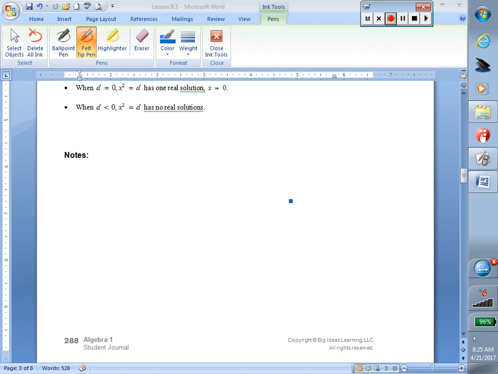Please open to page 288 in your student journal. In section 9.3, we're going to continue working with our quadratic equations. And remember, quadratic equation means the highest exponent on the variable is a 2. We're not going to be graphing our quadratic equations this section. Instead, we're going to be solving them.